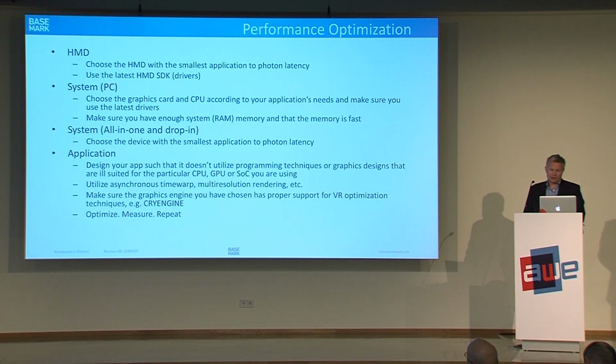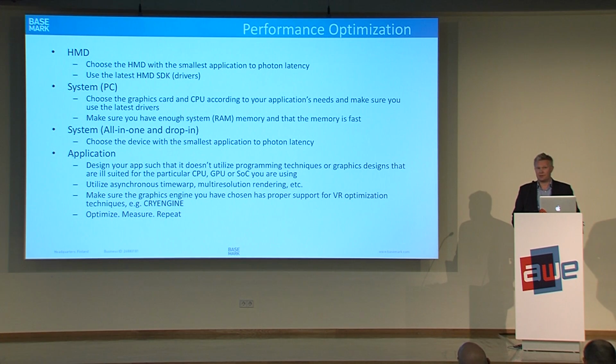Okay, so then how to do performance optimization? Well, unless you're one of the HMD developers, you can't change what's inside there, but you can of course choose the HMD that provides the least overhead for your system, or the smallest amount of latency. And the different SDK versions for the HMDs do have different performance profiles, so you can also see which version actually works best with your application.